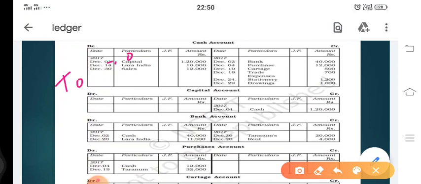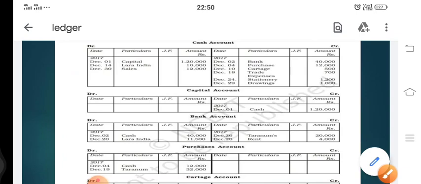In case of journal, debit is represented through "To", and in case of ledger, credit is represented through "By". So we will write here to capital account 1,20,000.